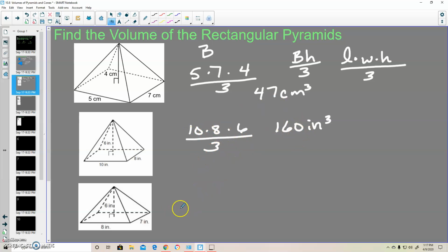Next one, we've got 8 times 7 times 6 divided by 3. Okay, 8 times 7 is 56. Since I'm doing mental math here, I'm going to go ahead and divide the 6 by 3 and get 2. 56 times 2 is going to be 112. And I get 112 inches cubed. Okay, that's rectangular pyramids. Easy stuff.